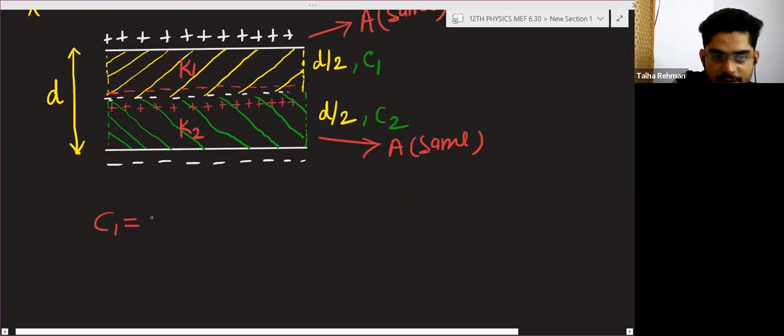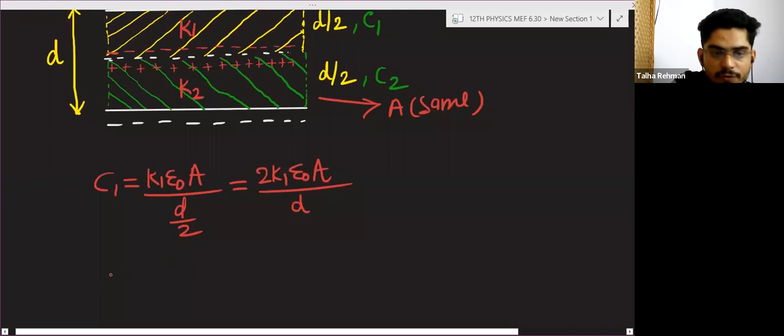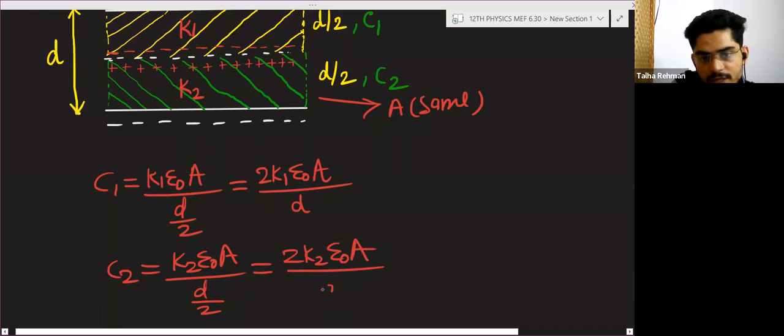Okay, so C1 is K1 epsilon naught, area is not changing, but distance is changing. Distance will become d by 2. So I can write this will become 2K1 epsilon naught A divided by D. Similarly, if you will calculate C2, this will become K2 epsilon naught A divided by d by 2. This will become 2K2 epsilon naught A divided by D.